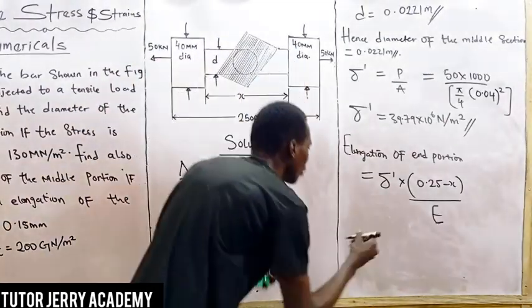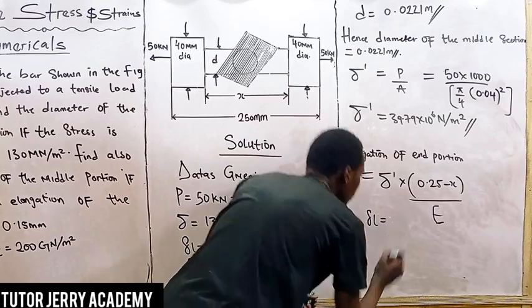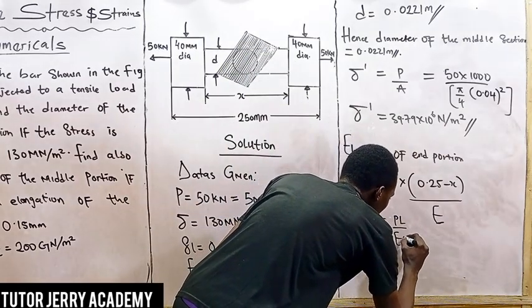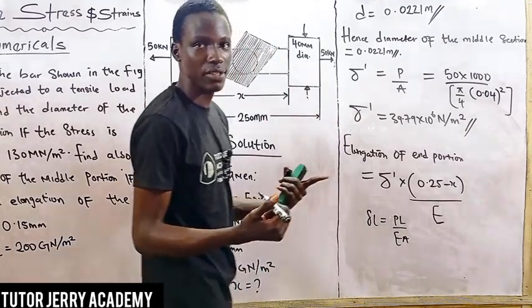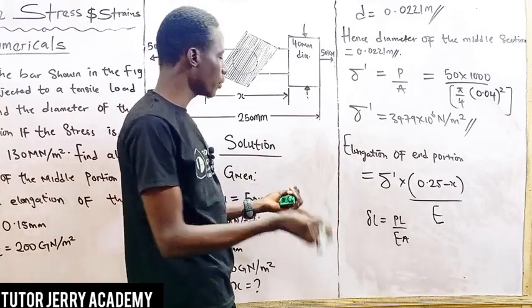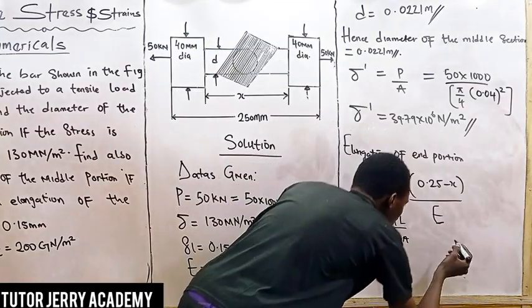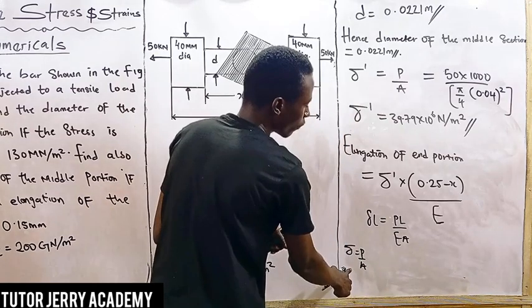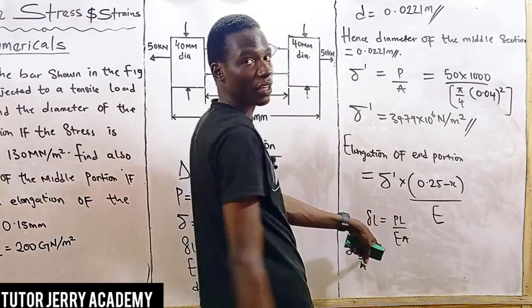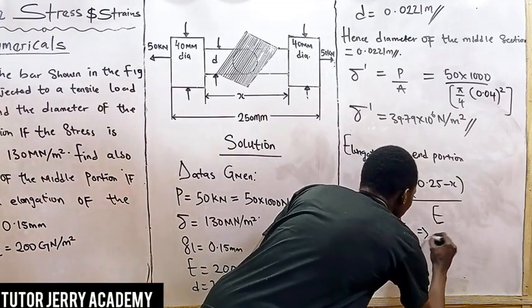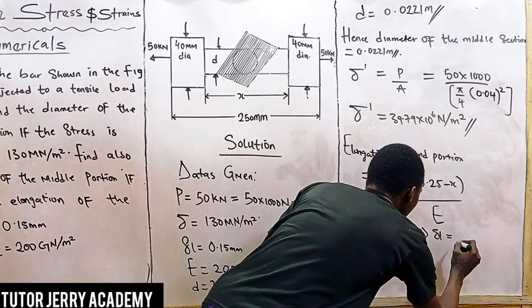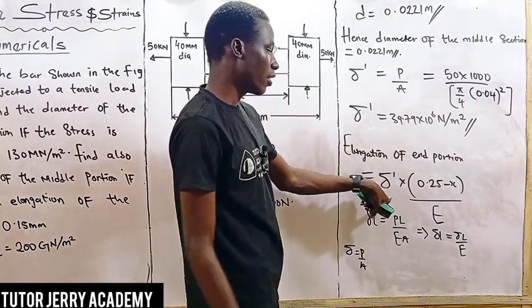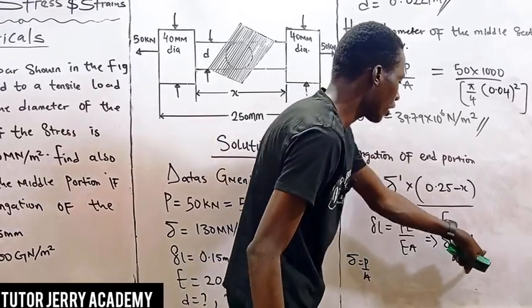We know that the elongation, our change in length, is equal to PL over AE. Now, we also know that stress, sigma, is equal to P all over A. If sigma is equal to P over A, you can replace P over A with sigma here. It implies that our change in length is equal to sigma L over E. So this can be sigma prime, while L is the length.